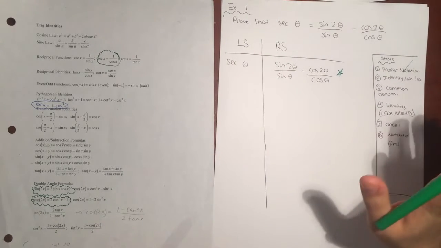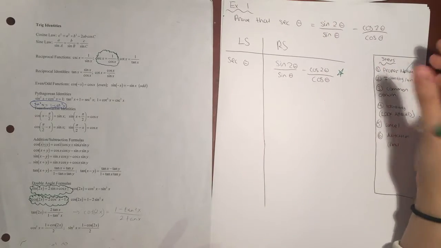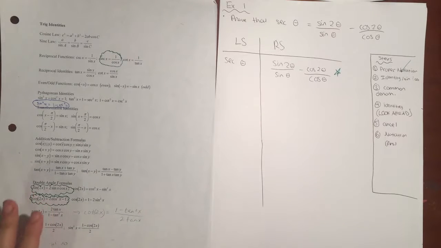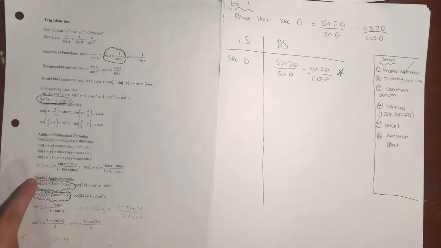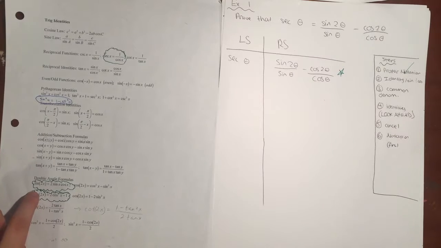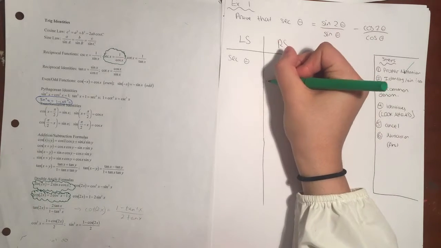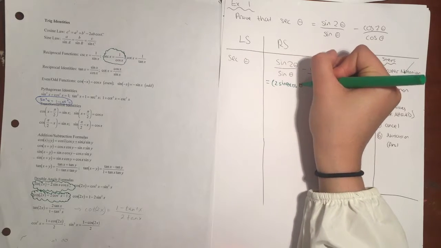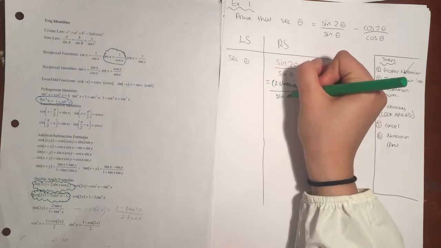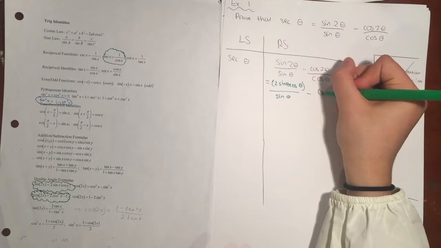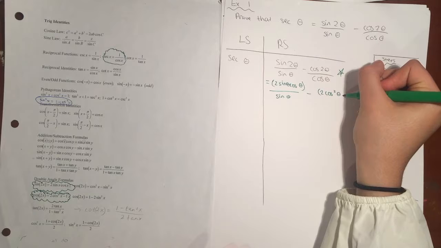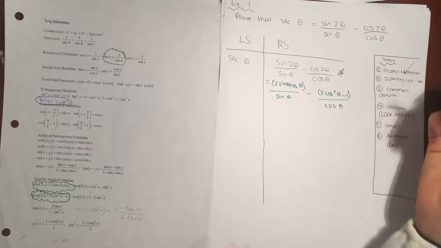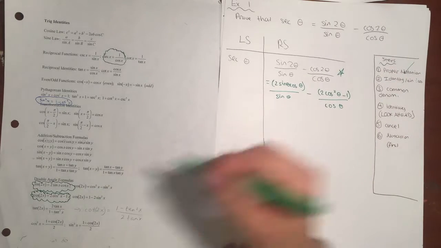Right off the bat, I see sine 2 theta, and that should click in your head as a double angle formula. So I'm going to look to my green sheet. I'm going to use this one for the first term and this one for the second term, and I'm just changing the tops. Alright, so we're going to get 2 sine theta times cos theta over sine theta minus 2 cos squared theta minus 1 over cos theta. And again, I'm using my identities right there.